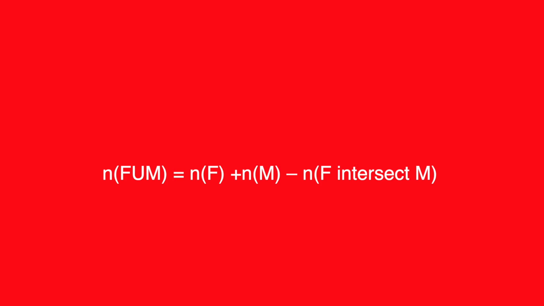Now, suppose we want to know the number of elements, or number of assets, for F union M. That would simply be the number of assets for F plus the number of assets for M minus the intersection, or what they brought together, of F and M. So that would be N of F plus N of M minus N of F intersect M.